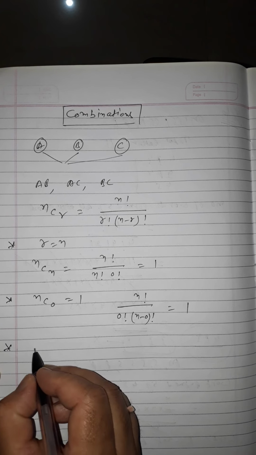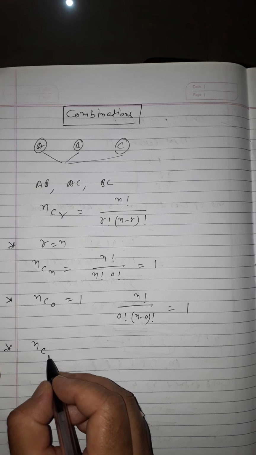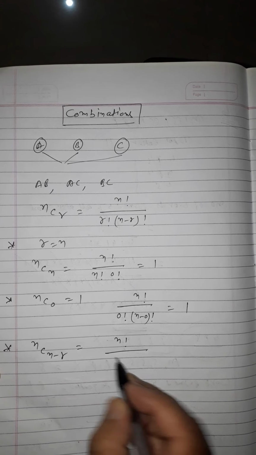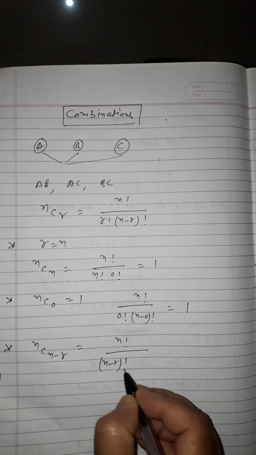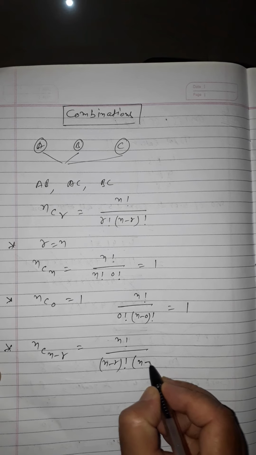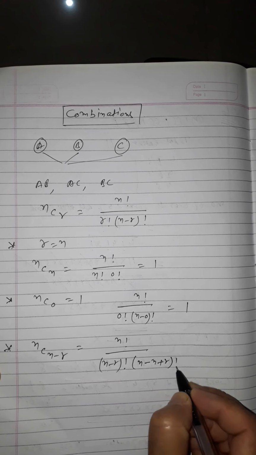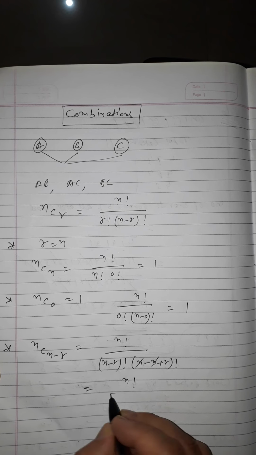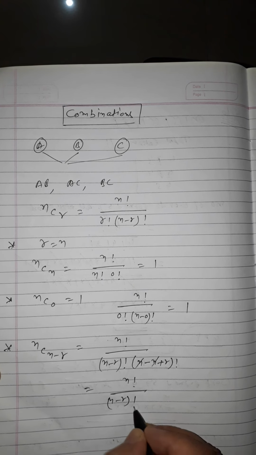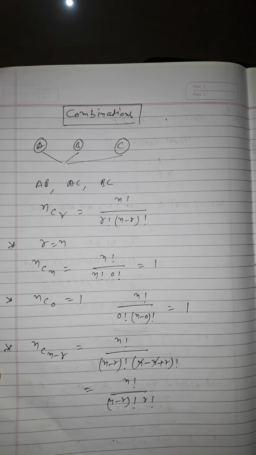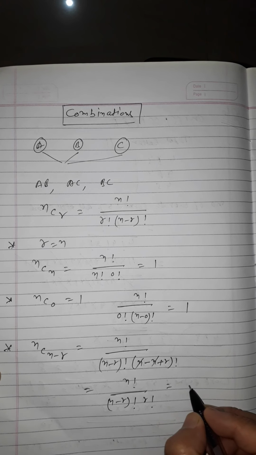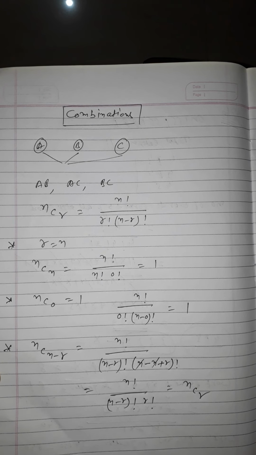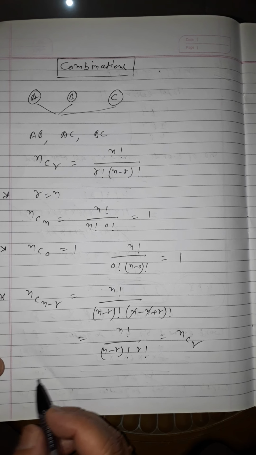Here, when we have nC(n minus r), remember it will come as n factorial upon n minus r factorial into n minus n plus r factorial, and you know it will cancel out. This is now n factorial upon n minus r factorial into r factorial, and once again this will come as equal to nCr here, students. So this is very important, you have to keep it in your mind.